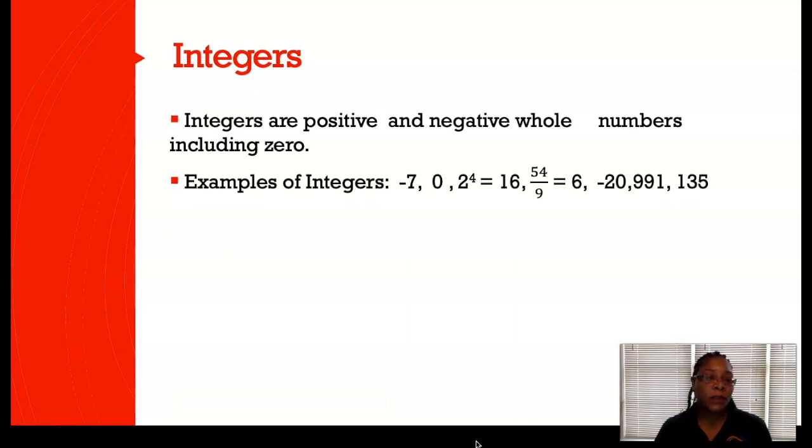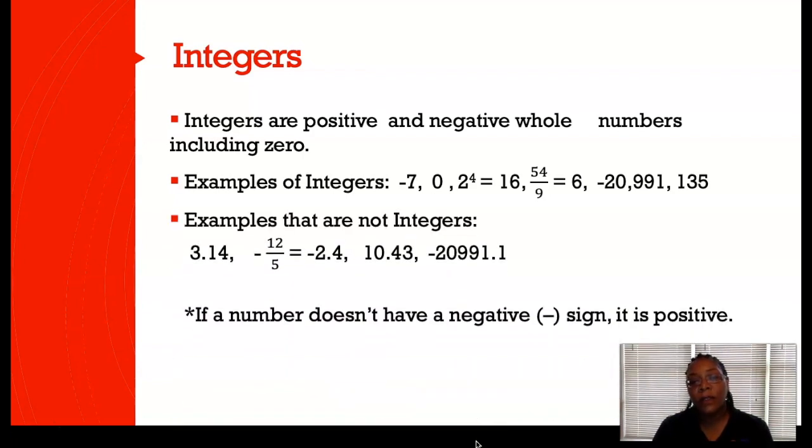Examples of integers are as follows. Yours may be different, but that's okay. The one thing they have in common is that they are all whole numbers. You may look at 2 to the 4th power, but once I simplify this expression, it gives me an answer of 16. And therefore, I can make this a positive integer.